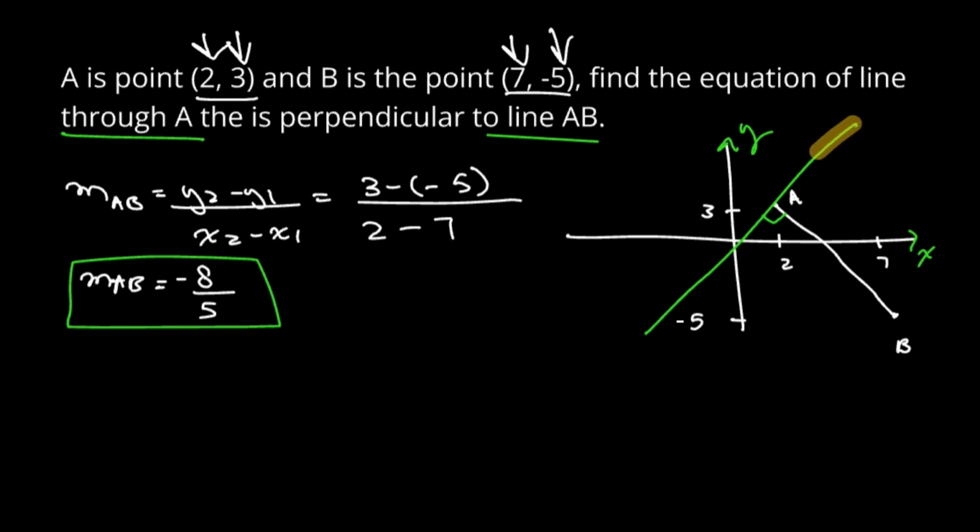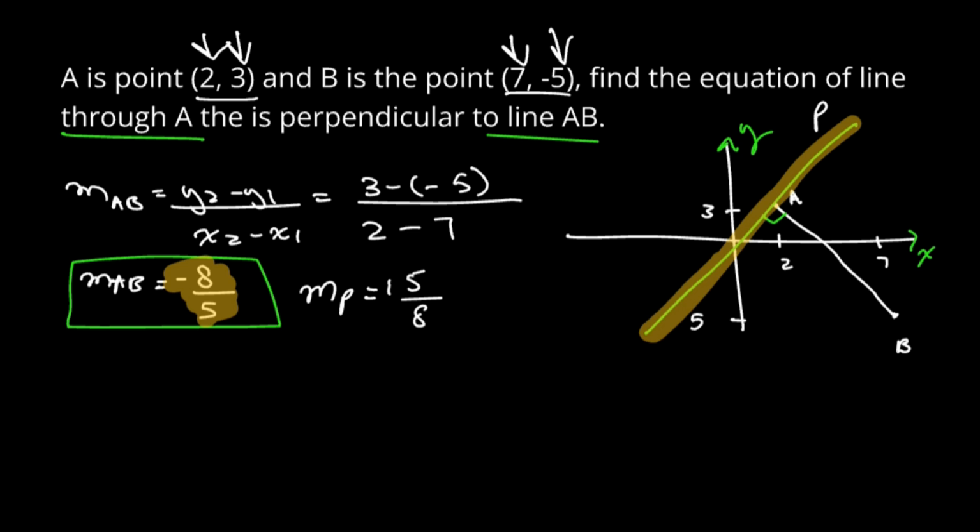Now the gradient of this perpendicular line would be the negative reciprocal of -8 over 5, since the gradients of perpendicular lines are negative reciprocals of each other. So the gradient of the perpendicular line, let's call this perpendicular line P, m_P equals 5 over 8 and positive.